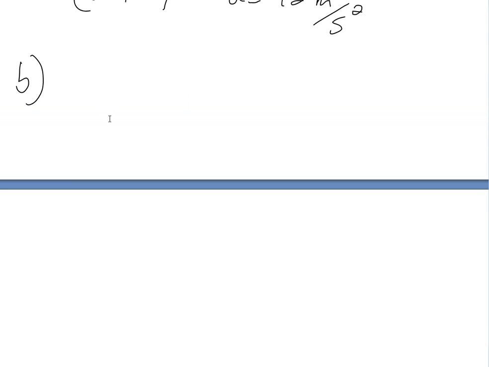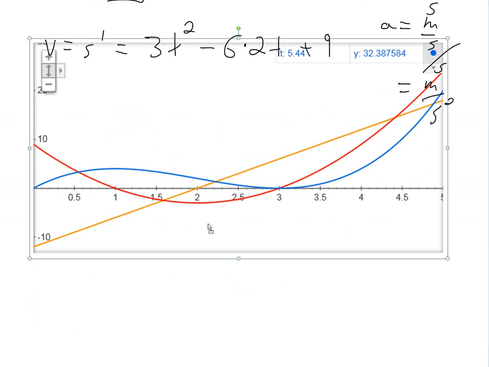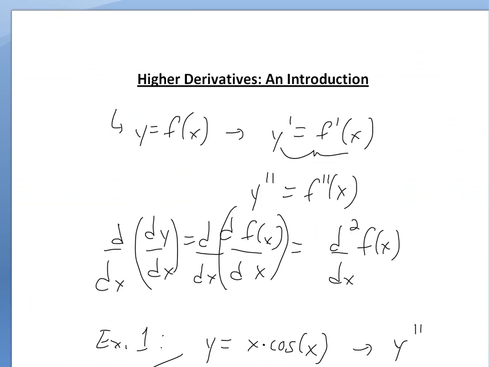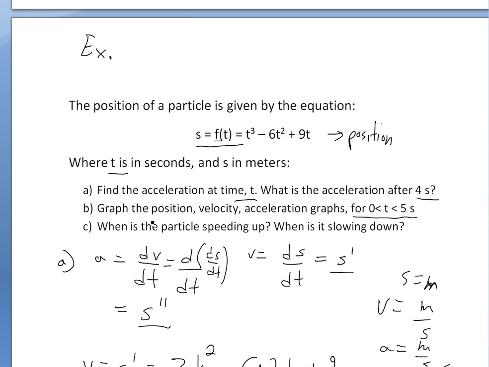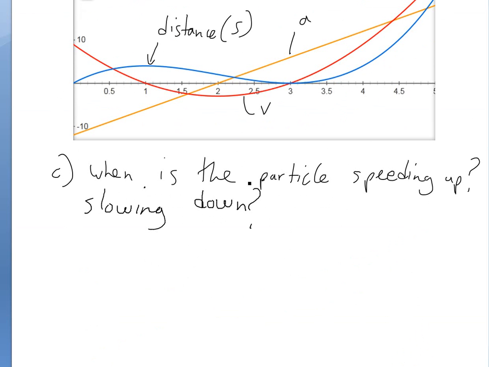Okay, so now I just took a screenshot of that, right here. So this one is the distance, or s, this is acceleration, let's call this a, and the red is velocity. So that's our graph, and now let's look at question C: when is the particle speeding up, and when is it slowing down.